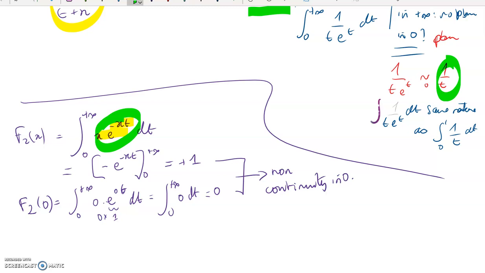Because whatever, you can make this as big as you like. You can always find, for some value of t, an x such that this is going to be as big as you like. That's why we can't actually apply the theorem that we're going to see next. So let's have a look now at exactly how those theorems are announced.